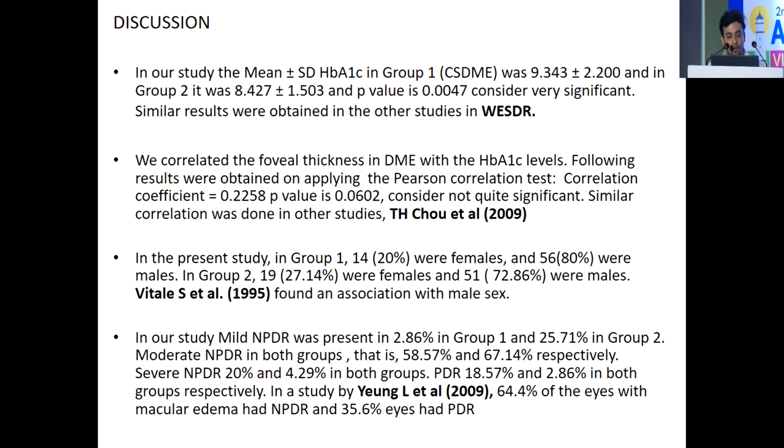In the present study, in group 1, 14 were females and 56 were males, so it is found more in male patients, which is also seen in another study. And in our study, mild NPDR is present in 2.86% in group 1, 25% in group 2, moderate NPDR in both groups was 58% and 67% respectively. Severe NPDR is 20% and 4% in both groups, and PDR is 18.57 and 2.86 in both groups respectively, which is also seen in a study by Young et al.